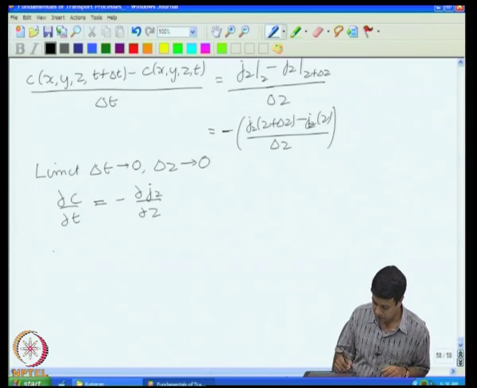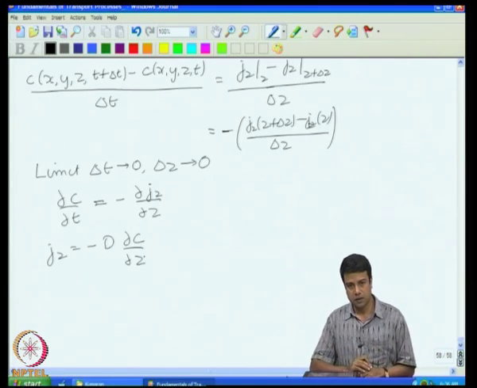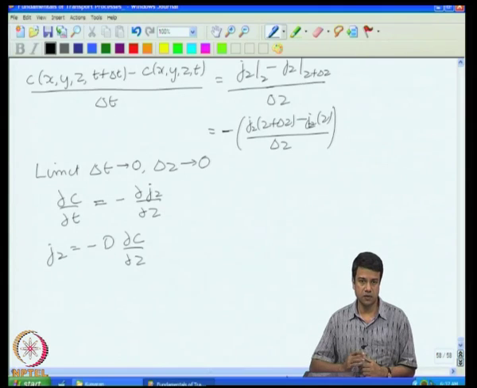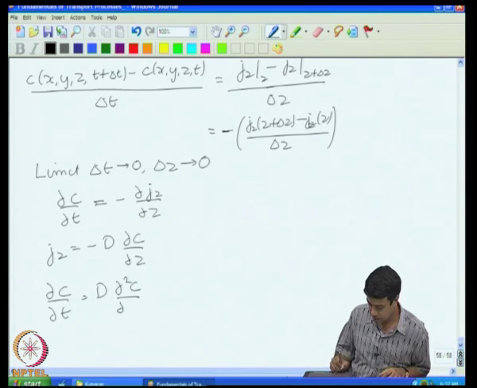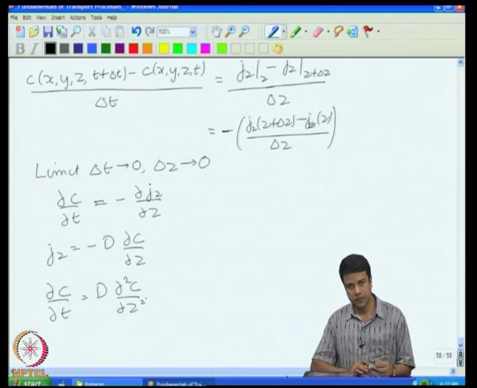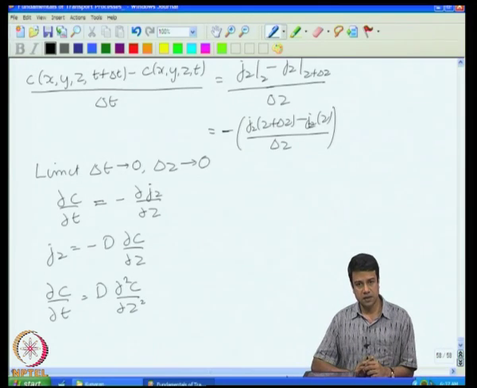We have done it before. J z is equal to minus d times partial c by partial z. Just as in the case of heat flux, q was equal to minus k times dT dz. In this case, J z is minus d times partial c by partial z. And with this, I have the mass conservation equation: partial c by partial t equals d times partial square c by partial z square. So, this is the unsteady diffusion equation for the concentration field.